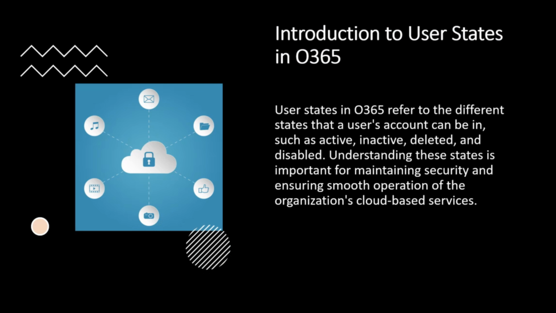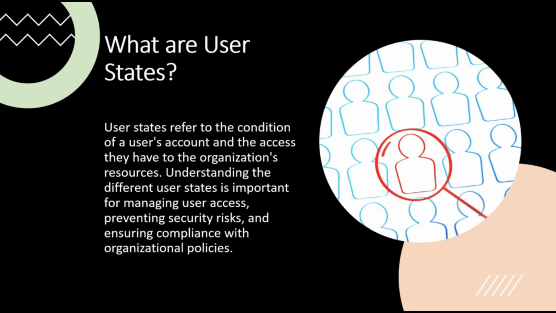As you can see here, user states in Microsoft 365 refers to the different states that a user account can be in. It can be active, it can be inactive, deleted, or disabled. Understanding these states is really important for maintaining security and ensuring smooth operation of the organization's cloud-based services. In other words, user states refer to the condition of a user's account and the access that they have to the organization's resources in that particular state.